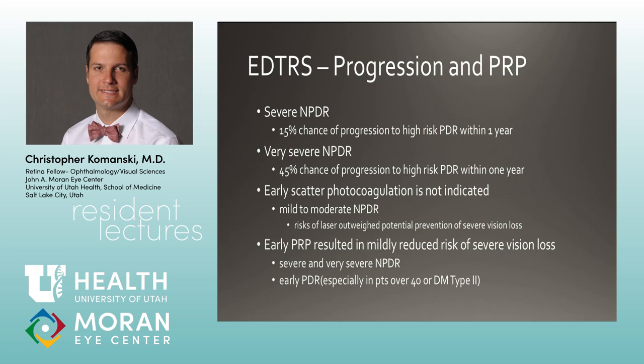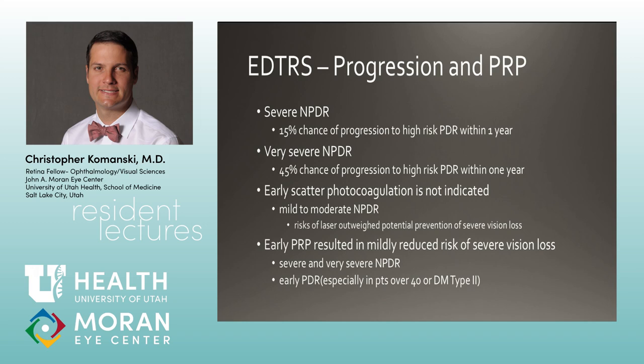Early scatter was not indicated in mild to moderate NPDR. The risk of laser outweighed the potential prevention of severe vision loss. So what is the risk of laser? Back then, certainly this was a hot laser. There was a much higher incidence of things like exudative retinal detachment and severe macular edema that you didn't have steroids or anti-VEGF to treat. But even now, there is visual field loss when you do PRP. And so taking someone with mild NPDR doesn't make sense.